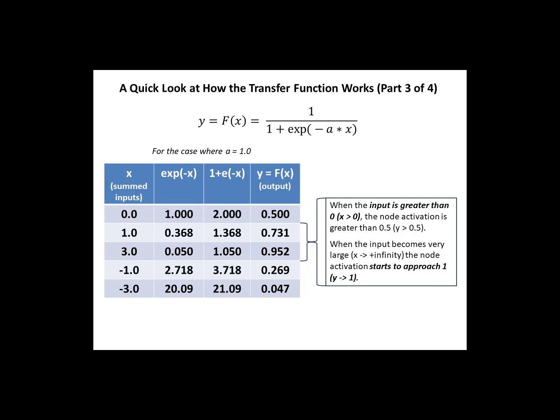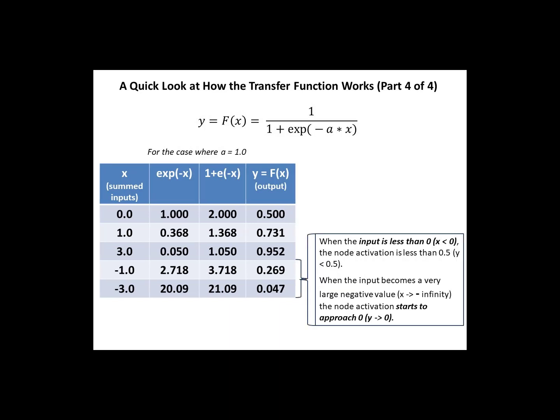Then, when we take 1 over that number, we get a number that is a fraction, but it can get kind of close to 1. In contrast, when we have negative inputs, such as -1 or -3, and we take the exponent of the negative of that negative number, we're taking the exponent of a positive number, so we get kind of large results. We add 1, and if our original number was a small negative number, such as -1, then adding 1 will make a significant difference.